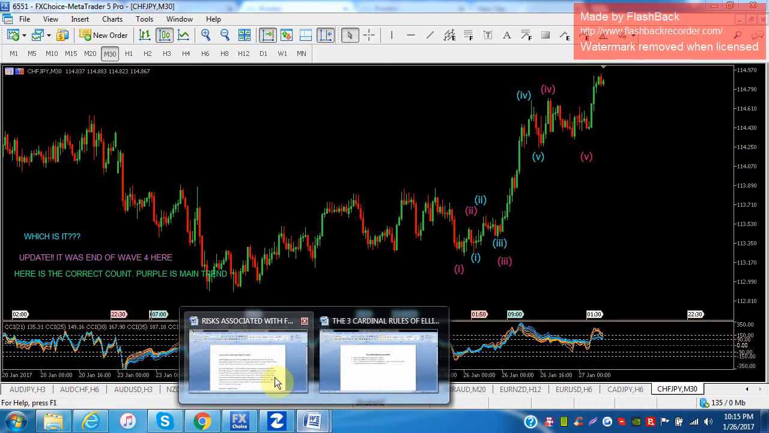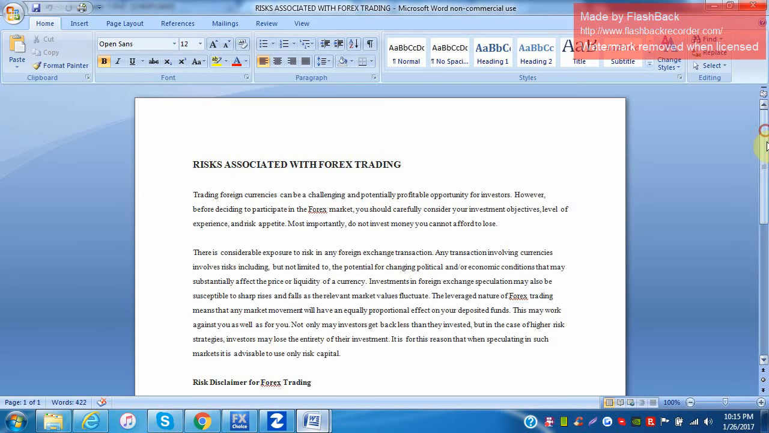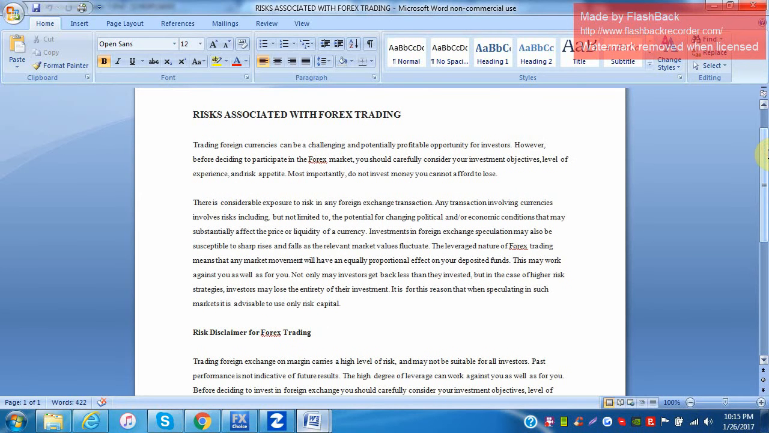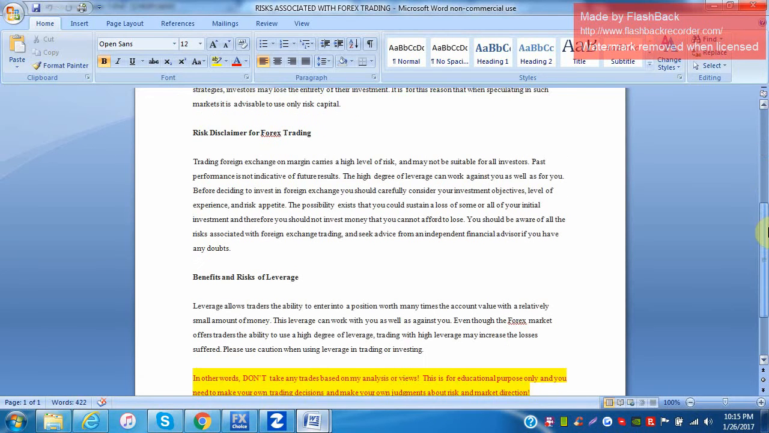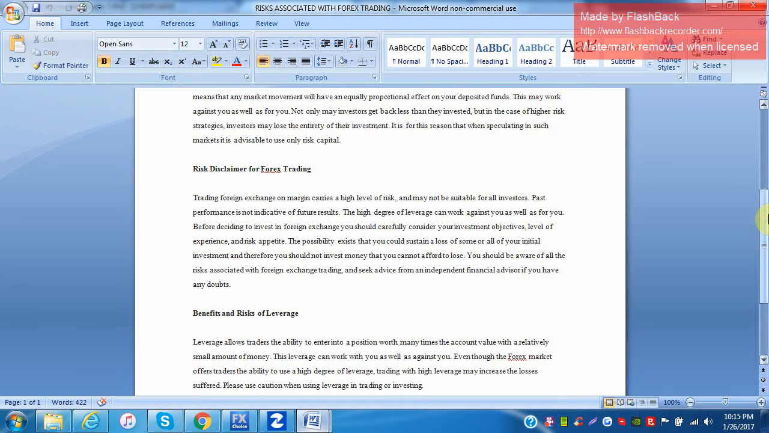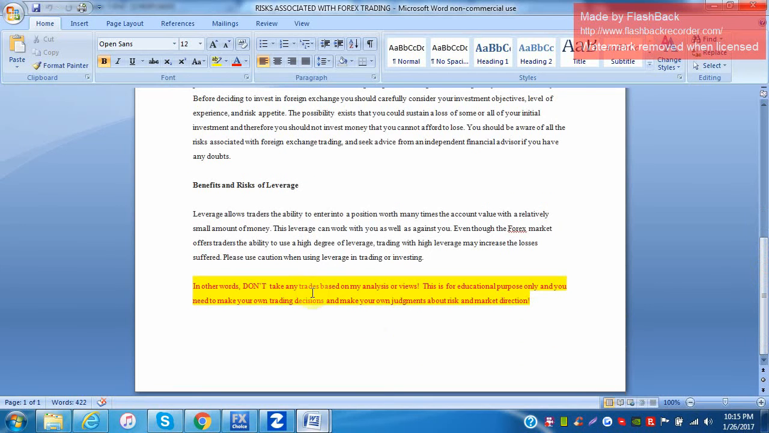Here we go. First of all, just showing you this. Risk associated with Forex trading. There's a lot of risk. It involves leverage. Leverage can work for or against you. You can lose all of your investment or more. And so be careful. The bottom line is I got in quotes in the yellow here. In other words, don't take any trades based on my analysis or views. This is for educational purposes only, and you need to make your own trading decisions and make your own judgments about risk and market direction.